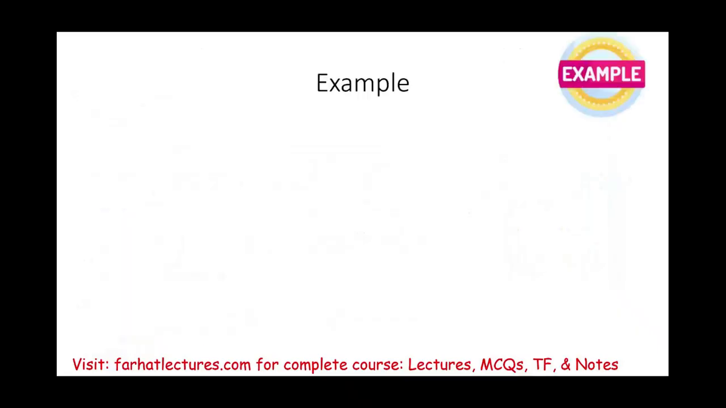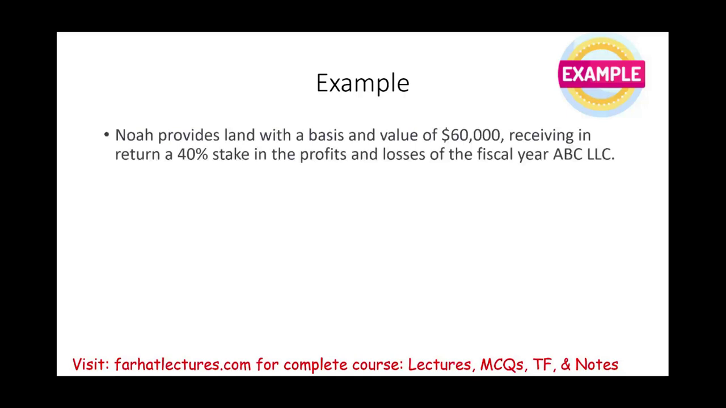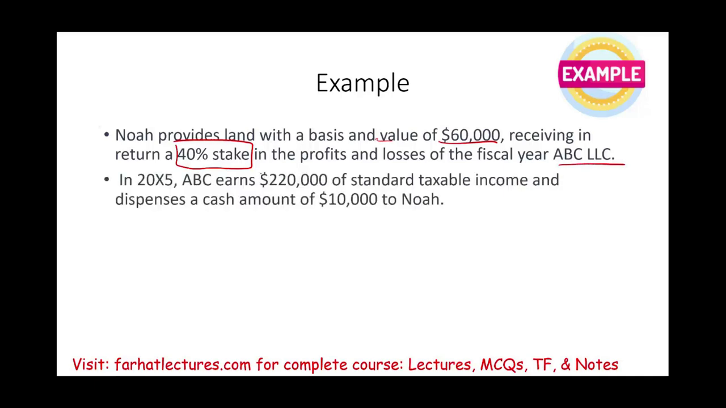Let's take a look at a simple example. Noah provides a land with a basis of $60,000 and a value of $60,000, receiving a 4% interest in the profit and loss of ABC Company. In 20X5, ABC earns $220,000 of taxable income and distributes a cash amount of $10,000 to Noah.